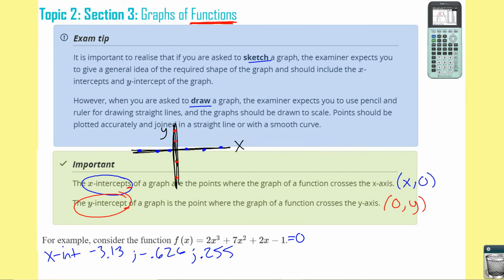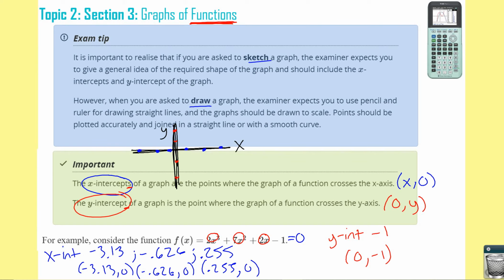Then we need to find the Y-intercept. Well, the Y-intercept is when your x is 0. So if that's 0, and that's 0, well then my Y-intercept is just -1. How we write our answers is as points. So the Y-intercept is going to be (0, -1), and the X-intercepts are going to be (-3.13, 0), (-0.626, 0), and (0.255, 0). So that's how we'd write our intercepts.